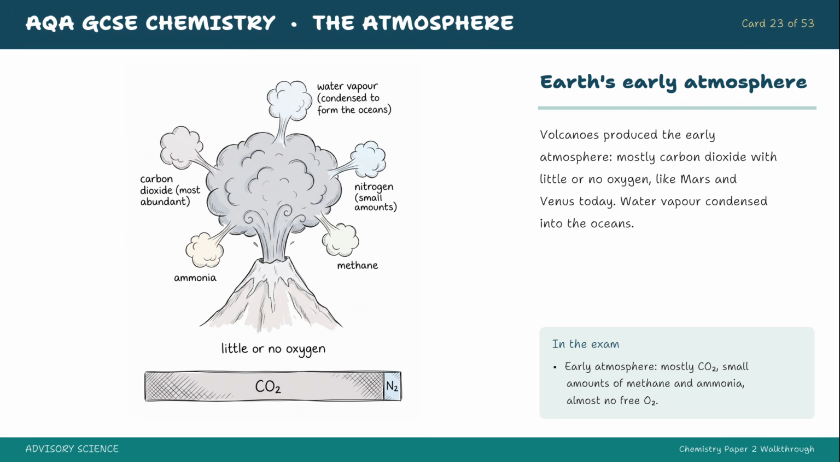In the exam, be careful with the wording. We can't be completely certain about the early atmosphere because it was so long ago and there's limited evidence, so scientists use theories and models. The 2 big points are mostly carbon dioxide and little to no oxygen.